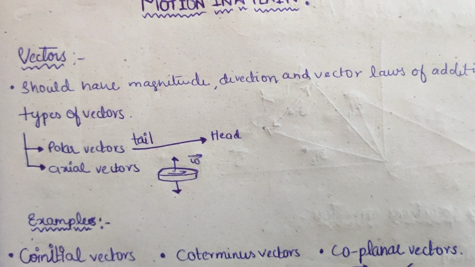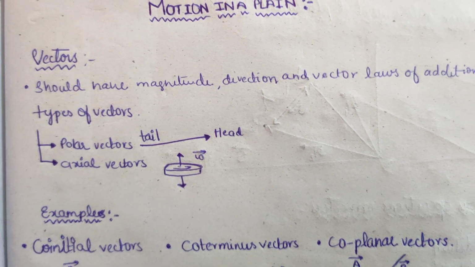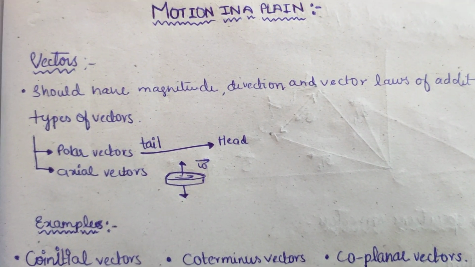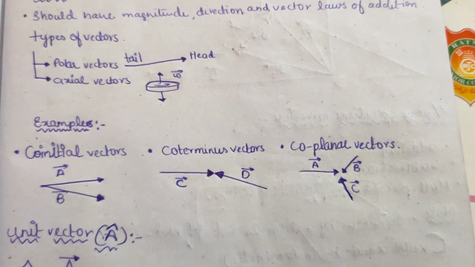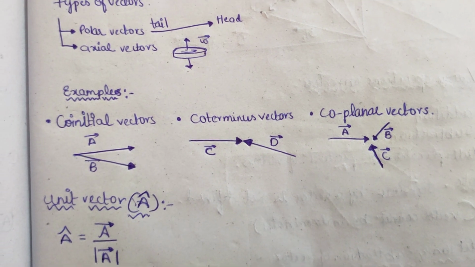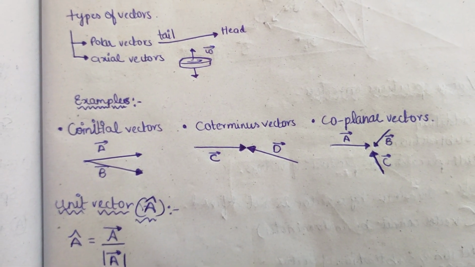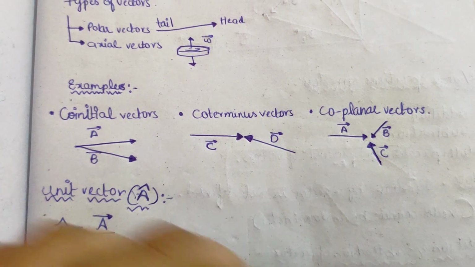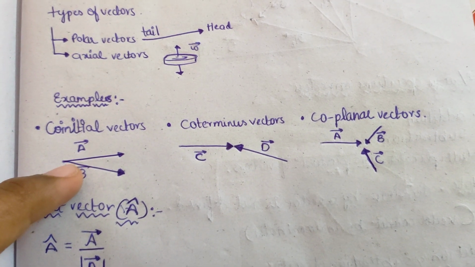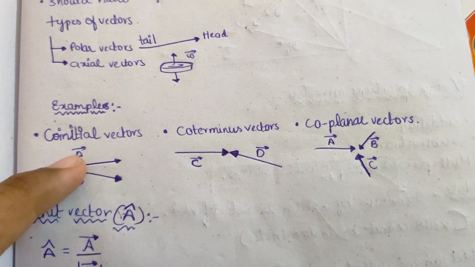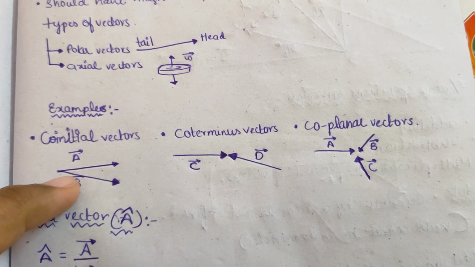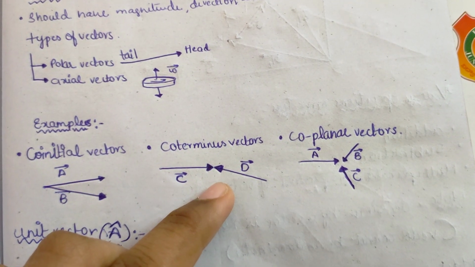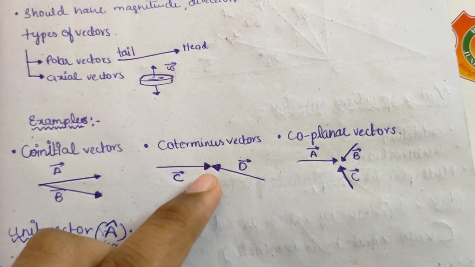Here you can see polar vectors. Today in this chapter we will discuss only polar vectors, which have a tail and head as shown in the figure. Now examples. First, in polar vectors, the coinitial vectors: both tails are together and heads are separated, that means they started together. Then coterminous vectors: they ended together like this.